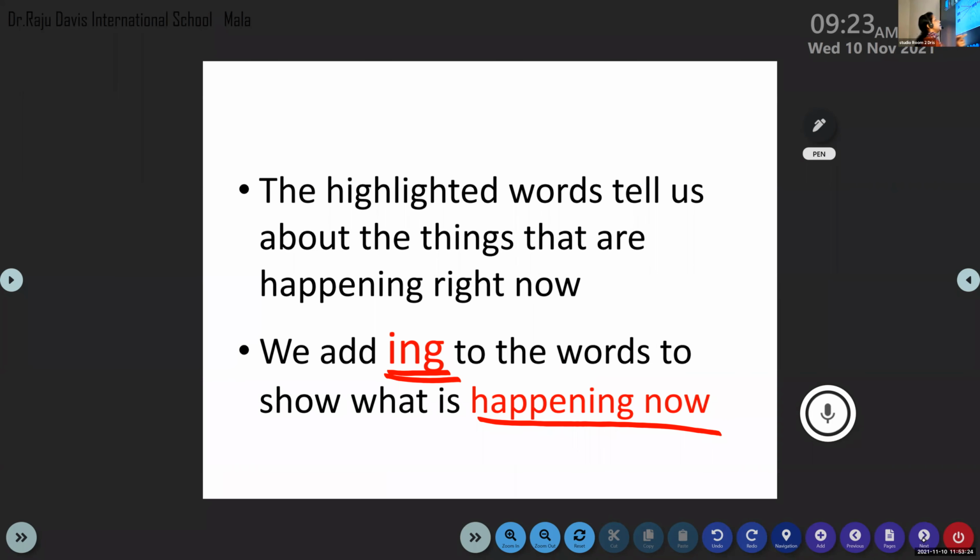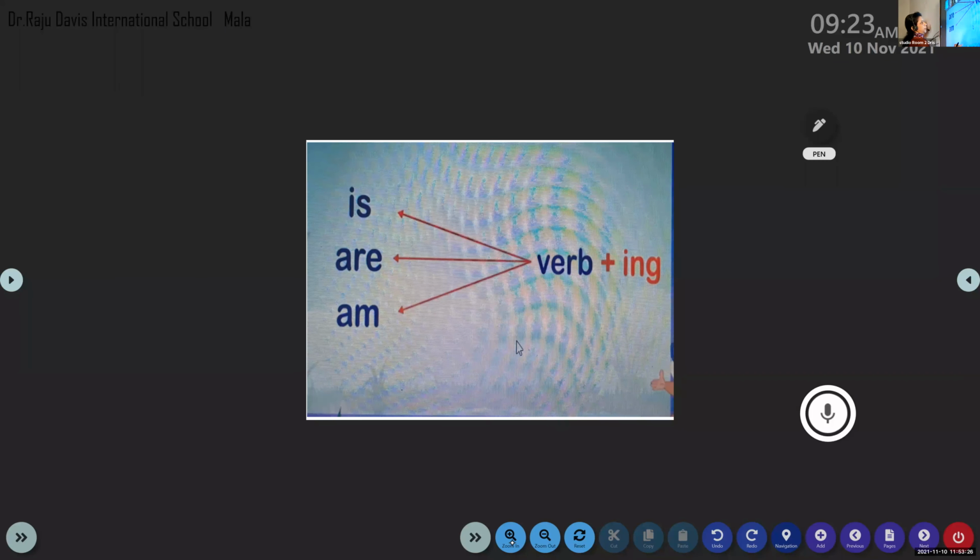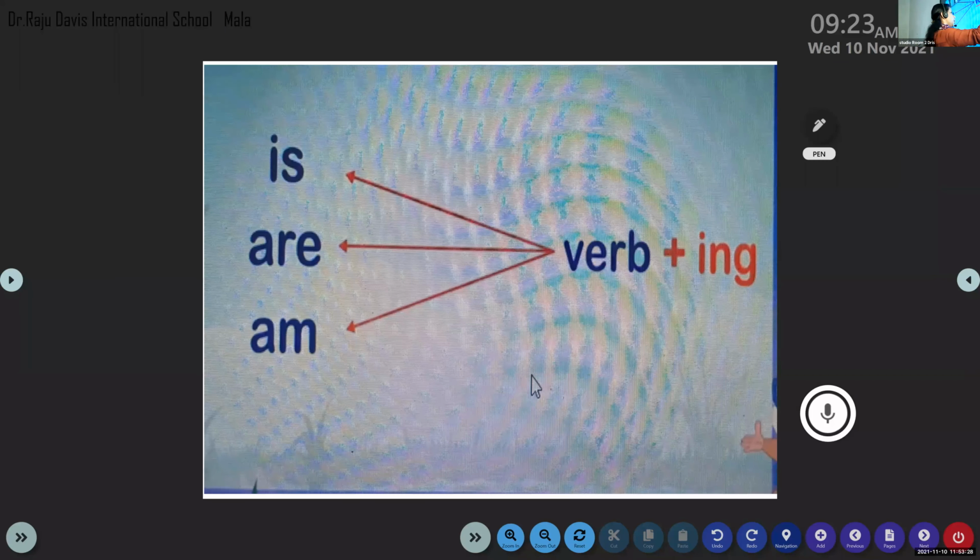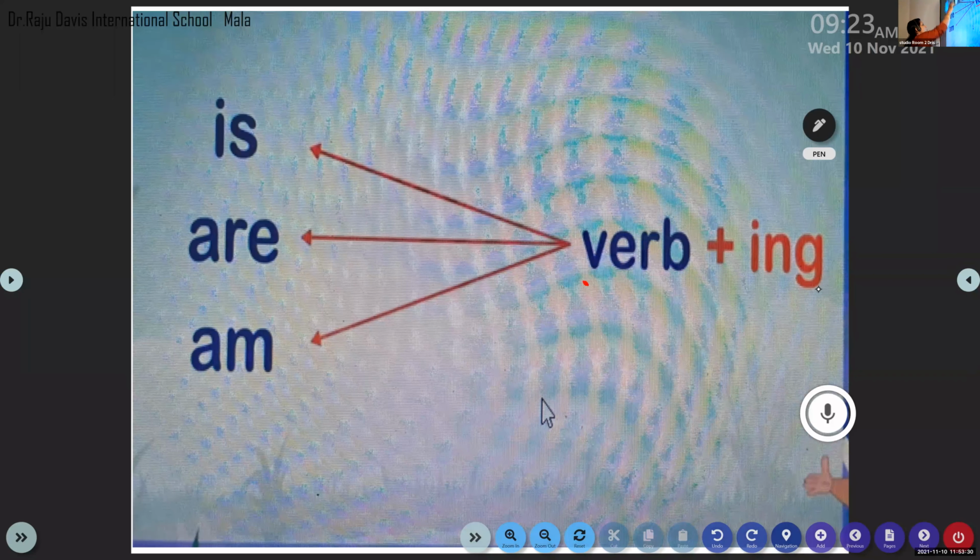Now let's see. But that is not the only thing, adding ing to the verb form. Before the verb, have you noticed that we have to add the helping verb? Haven't we learned about the helping verb in worksheet 5? Am, is, are, has, have. These are the helping verbs we have learned. According to the subject, we have to add the helping verb.